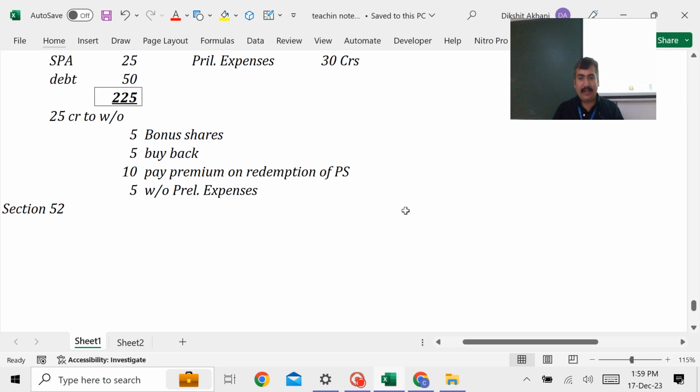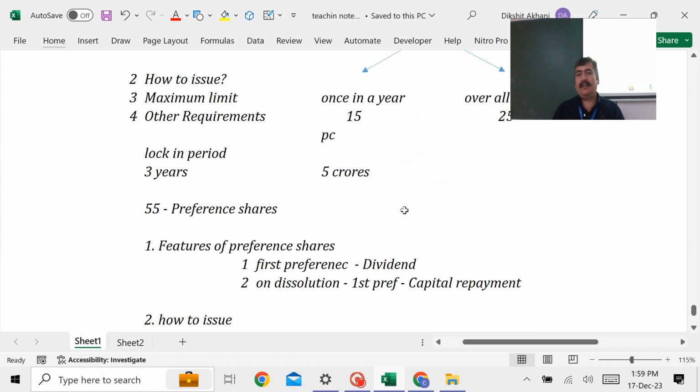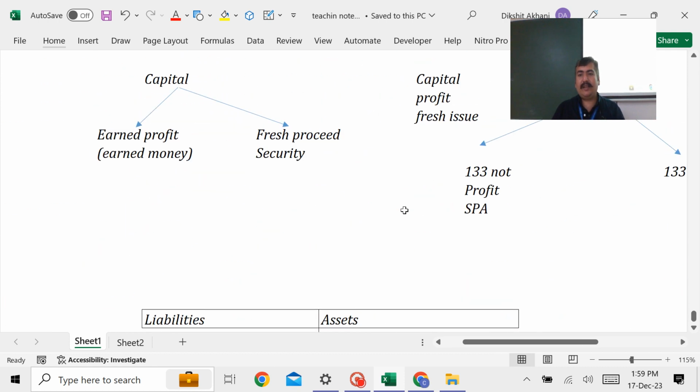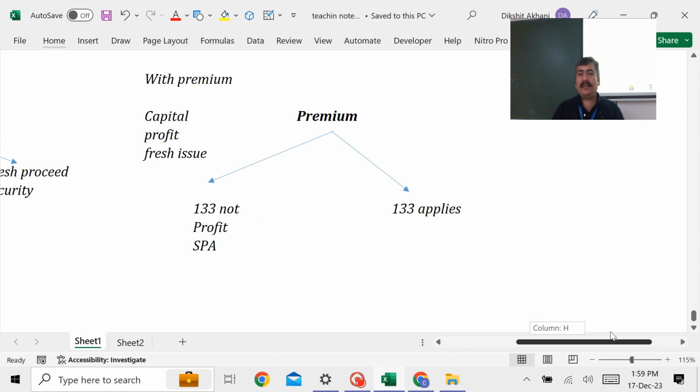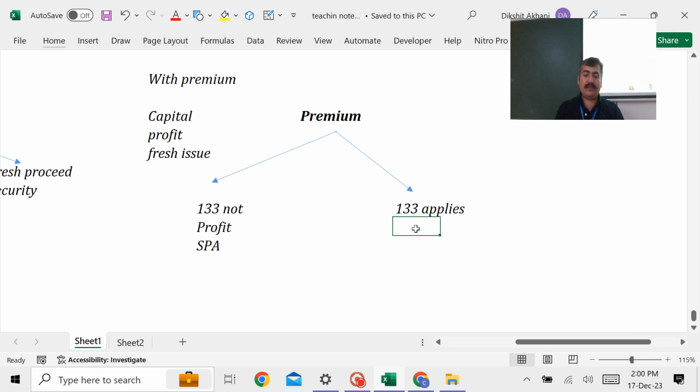So guys, let me come down here. ठीक है. Over here, if 133 is applicable, then only one option is available, and that is what? You can use only profit to pay the premium. You cannot touch security premium account. Make sense or not? बट इसके ऊपर अगर क्वेश्चन आई ना आप लोगों को तो तकलीफ हो जाएगी. Got the point or not?